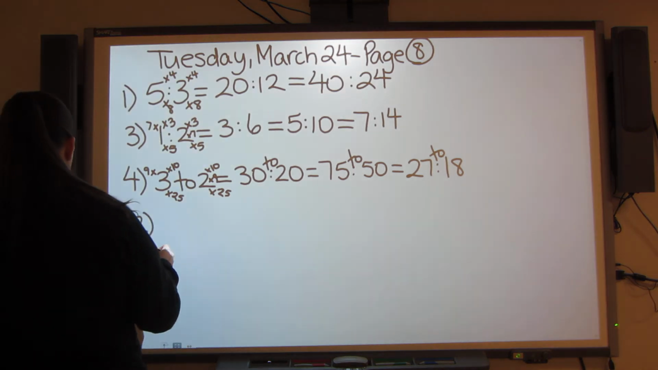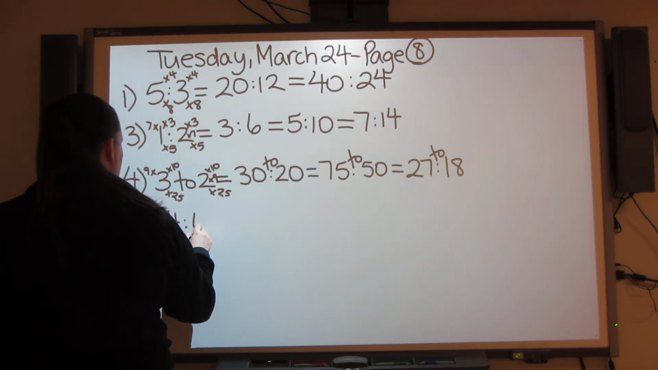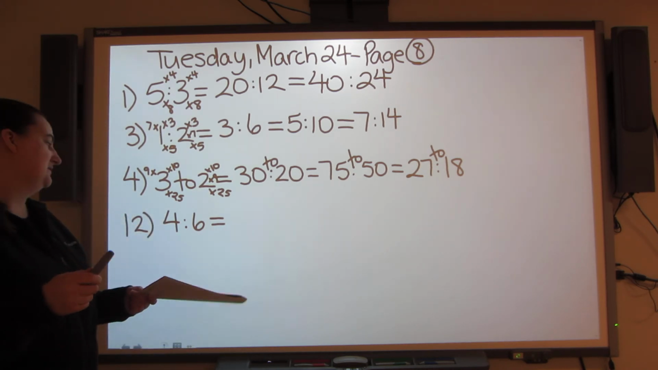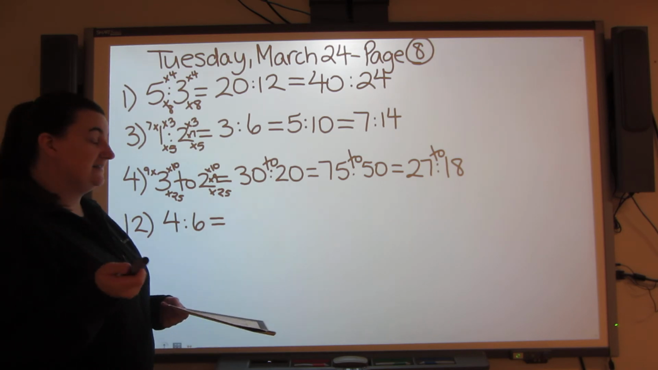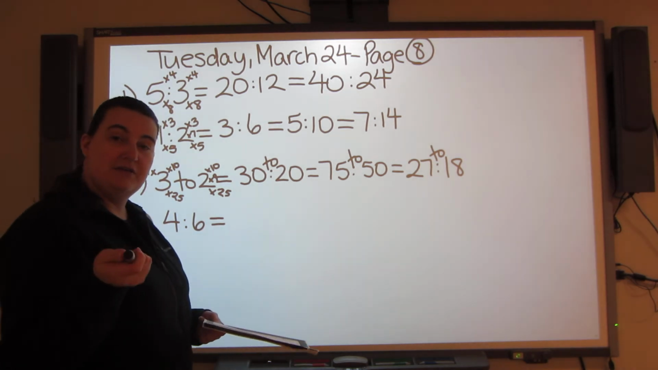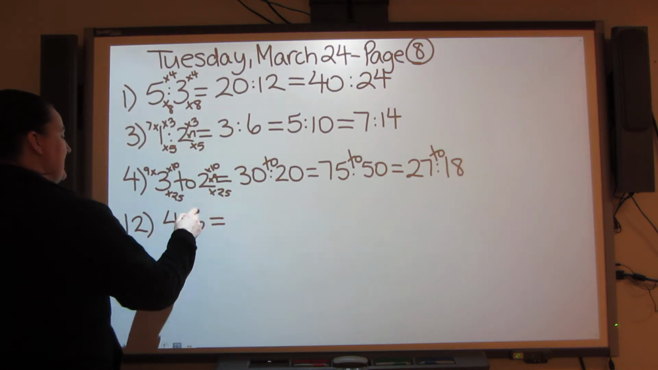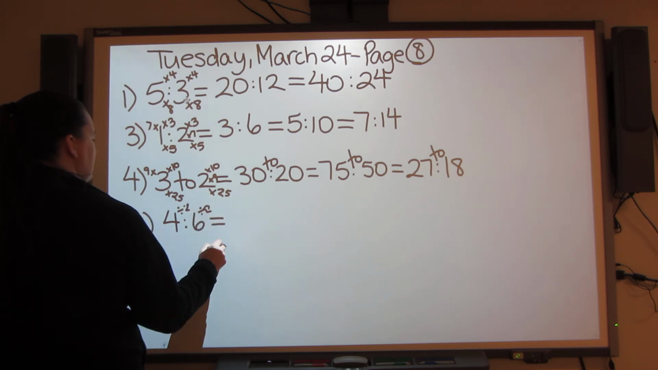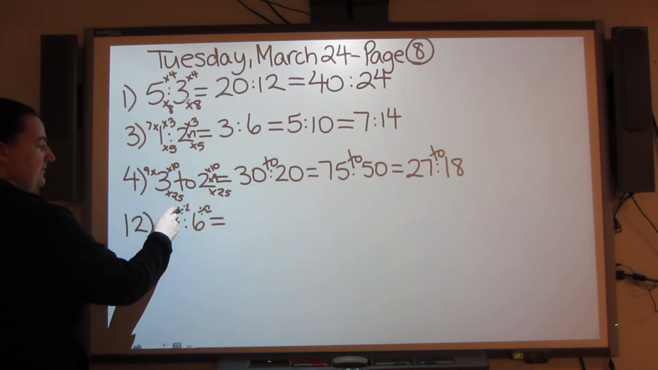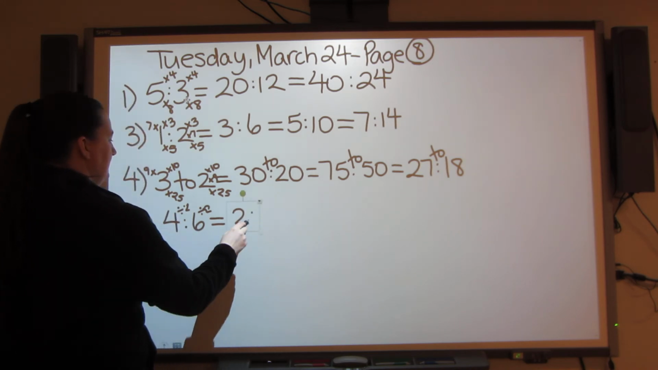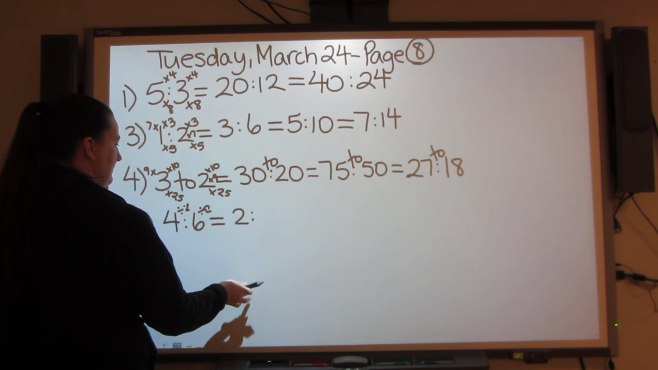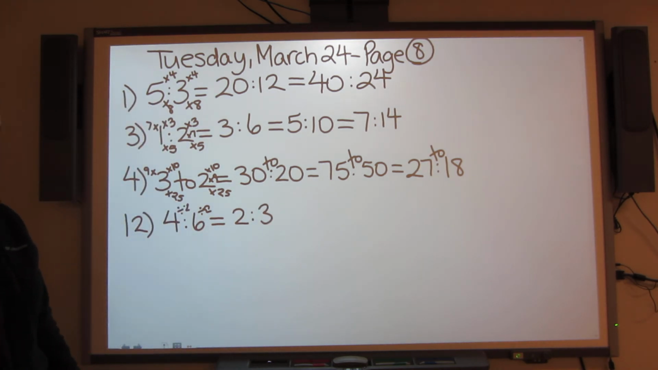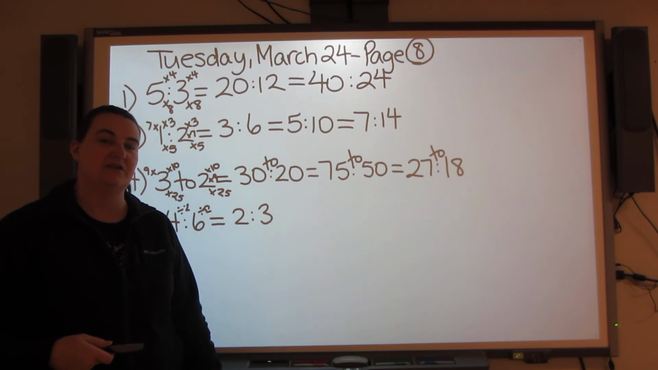So 12, I have 4 to 6. So I know that I can divide 4 by 1, 2, and 4. I know I can divide 6 by 1, 2, 3, and 6. So the number they have that's the same, that's the biggest, is 2. So I divide them both by 2. 4 divided by 2 is 2. And 6 divided by 2 is 3. So number 12 was not lowest terms, so I had to find lowest terms.